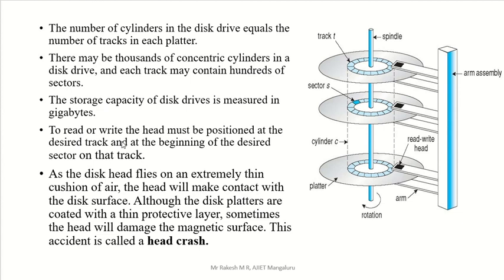To read or write, the head, that means the read and write head, must be positioned at the desired track and at the beginning of the desired sector on that track. That means the head should be on that particular sector, because we are going to concentrate on that sector to write or read it. So the head of that arm should be properly positioned at that sector.